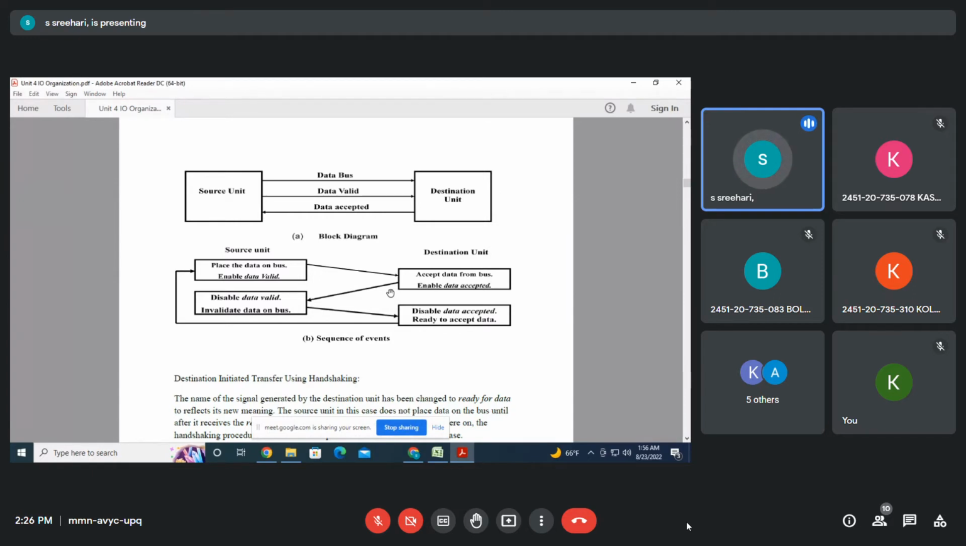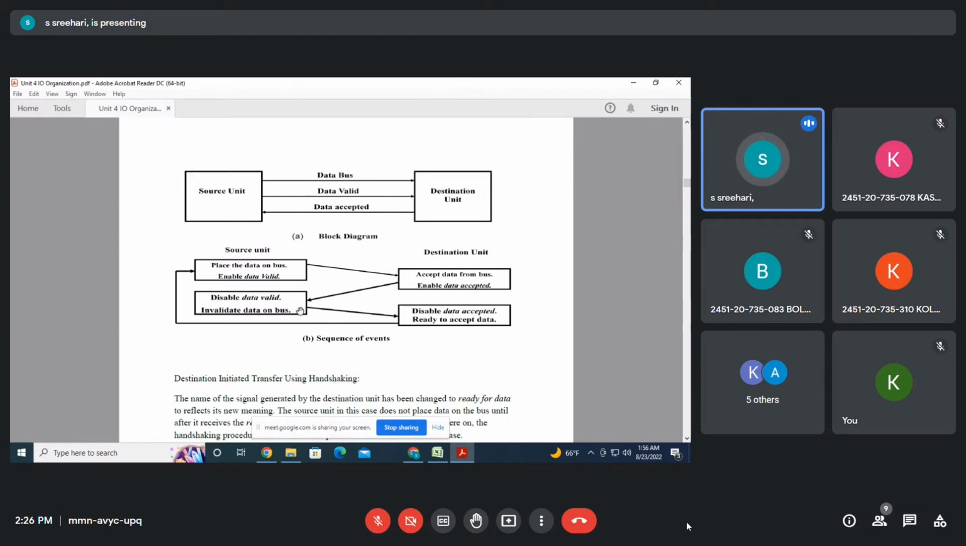Again, it has source initiated and destination initiated. First, it is source initiated. Why? Because the data is placed on the data bus, and then the data valid signal is activated by the source unit only, going from the source to the destination. You can see here the direction of the data valid signal is from source unit to destination unit. Then, for data accepted, it goes from the destination to the source unit. This is the process for the handshaking of the signals.